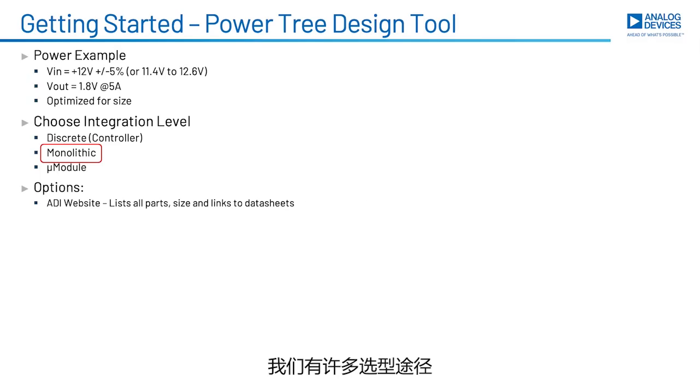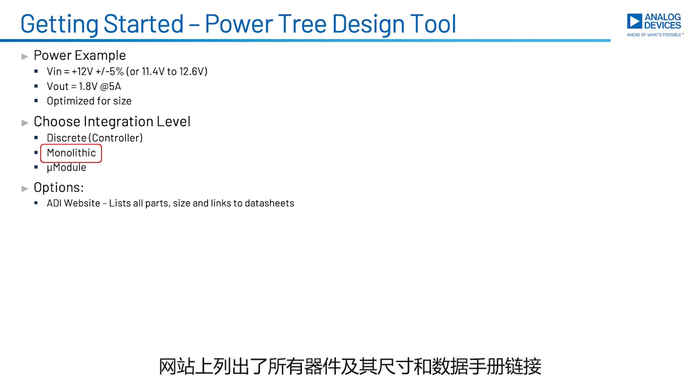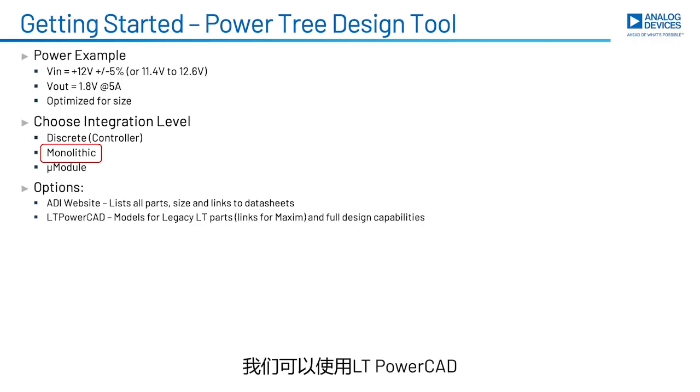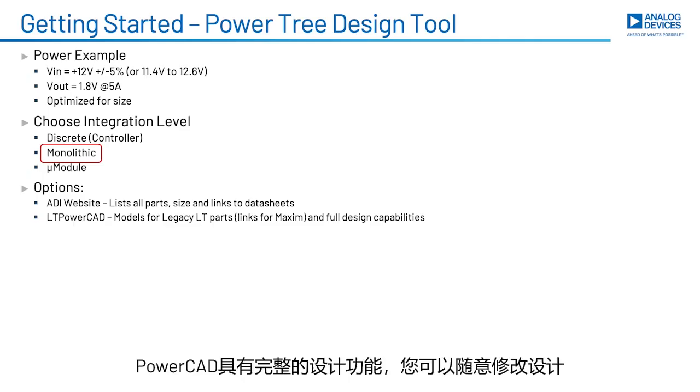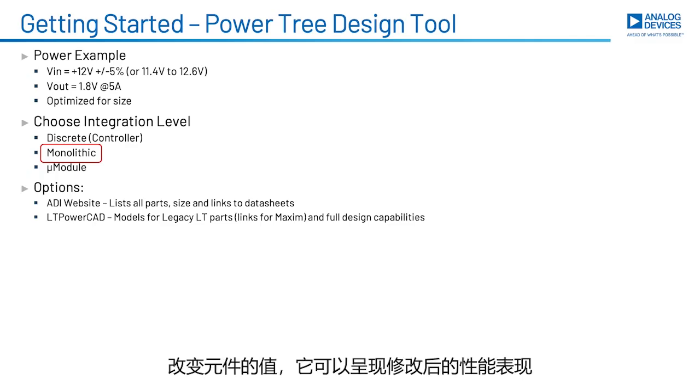We have options. We can go to the ADI website. This lists all the parts with size and links to the data sheets. We can use LT PowerCAD. This has models for legacy LT parts and some links for Maxim parts. And PowerCAD has full design capabilities, meaning that you can modify a design, change component values, and it'll tell you what the performance is going to look like with the modified values.